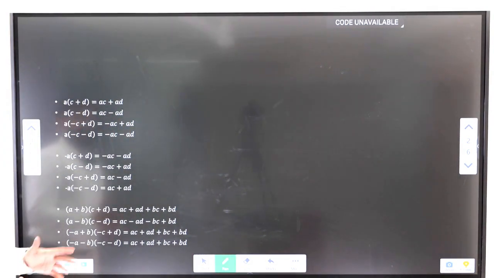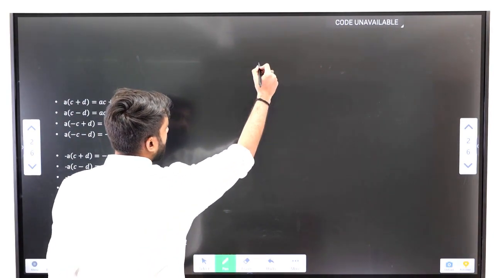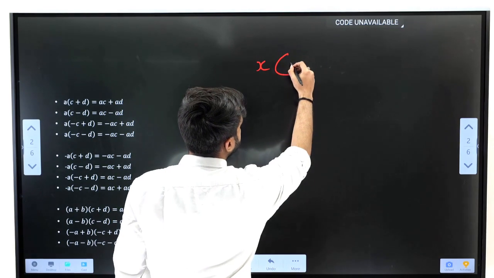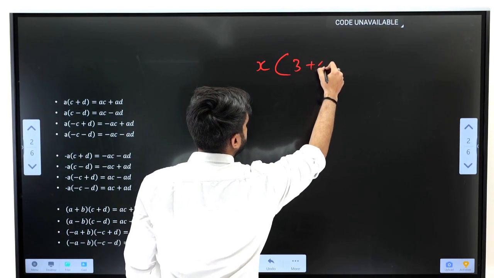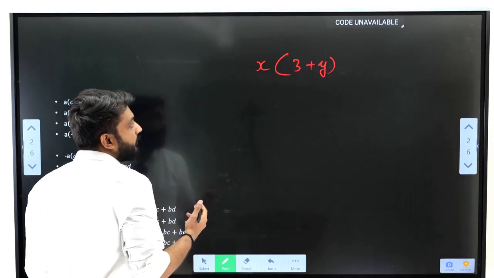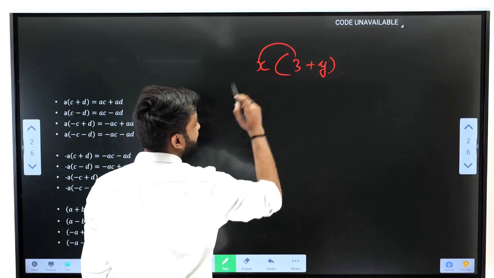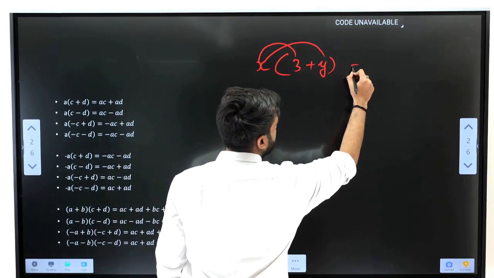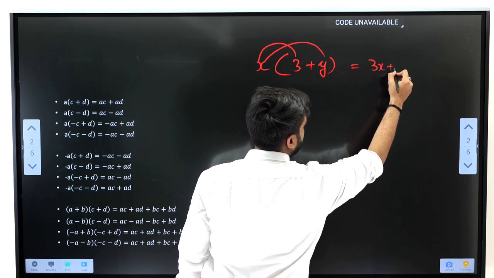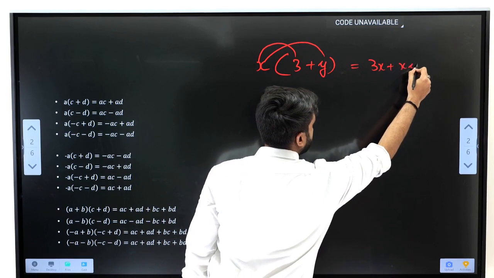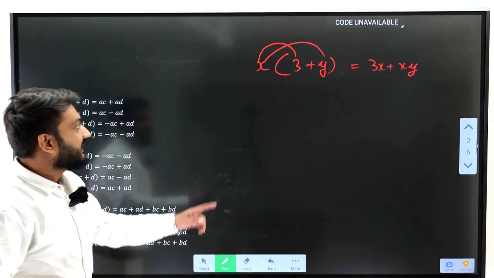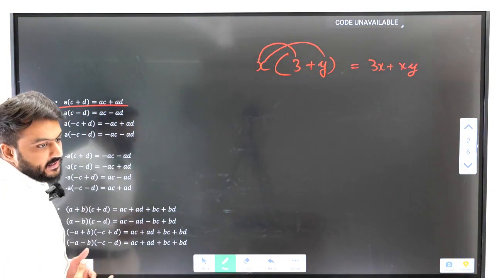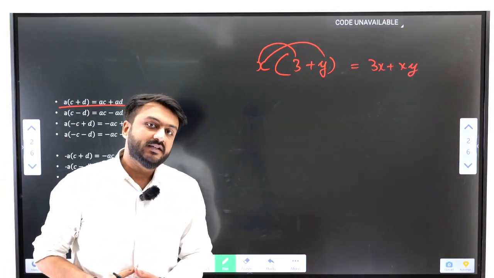What does this mean? For example, if you have x in brackets 3 plus y. Now when you try to expand this, what you're supposed to do is this x gets multiplied with the 3 and the x gets multiplied with y, and as a result you will get 3x plus xy. This is the first identity here. a in brackets c plus d leads you to ac plus ad.